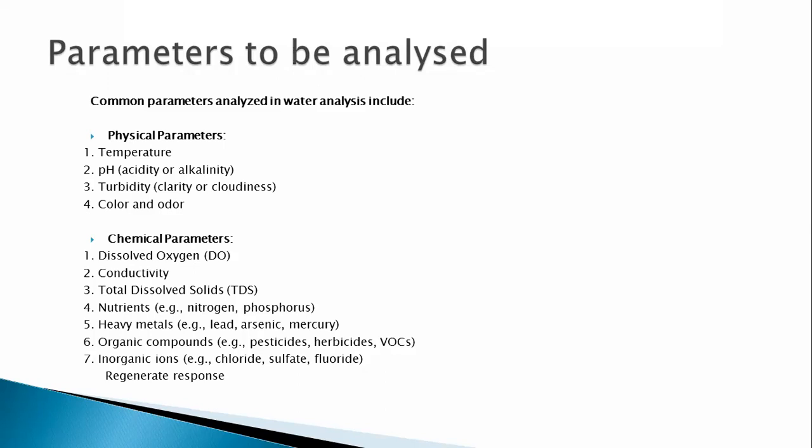So then secondly, the chemical parameters: dissolved oxygen, conductivity, total dissolved solids, the nutrients, nitrogen, phosphorus, heavy metals, lead, arsenic, mercury, organic compounds, pesticides, herbicides, VOCs, and inorganic ions, chloride, sulfate, and fluoride.